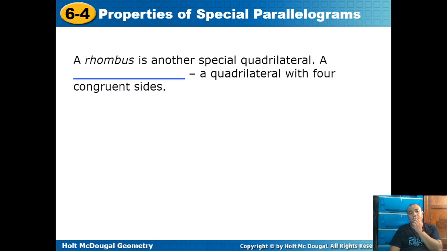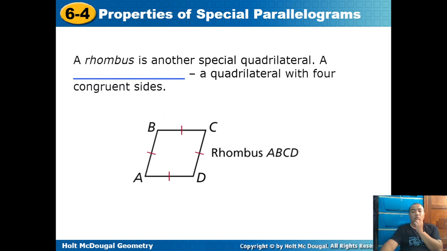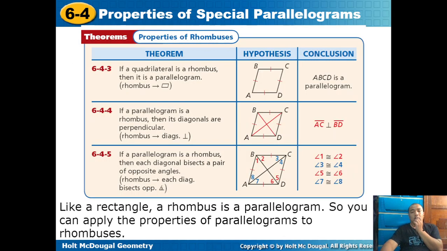A rhombus is another special quadrilateral. It is a quadrilateral with 4 congruent sides. We have here rhombus ABCD. All the sides are congruent. So these are now the properties of rhombuses. Theorem 6-4-3: If a quadrilateral is a rhombus, then it's a parallelogram. So it is a type of parallelogram, a special parallelogram. All sides are equal.